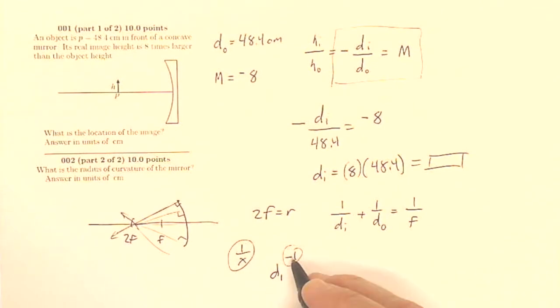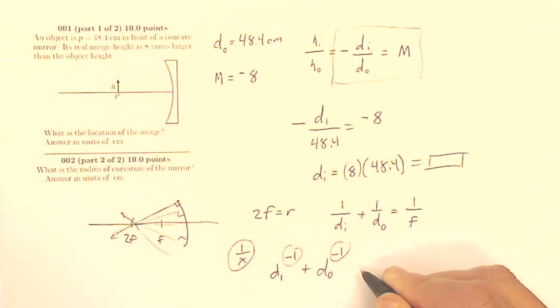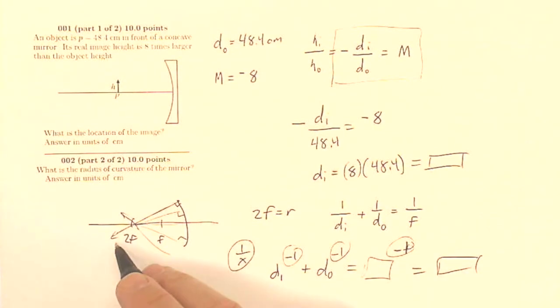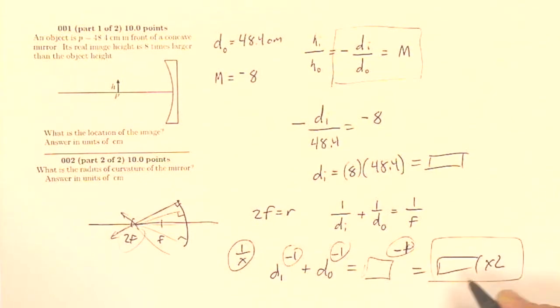So I would plug in dI to the -1 plus dO to the -1 equals, and then whatever my answer is, I will put that to the -1 and then say equals again. Forgive me for that. That should be a -1. So whatever that answer is, I'll put to the -1 equals again, and that's going to be the answer to my focal length. But I want my radius, and it's going to be twice the focal length. So I'll take that and multiply it by 2, and that will give me twice my focal length, which is my radius of curvature of the mirror.